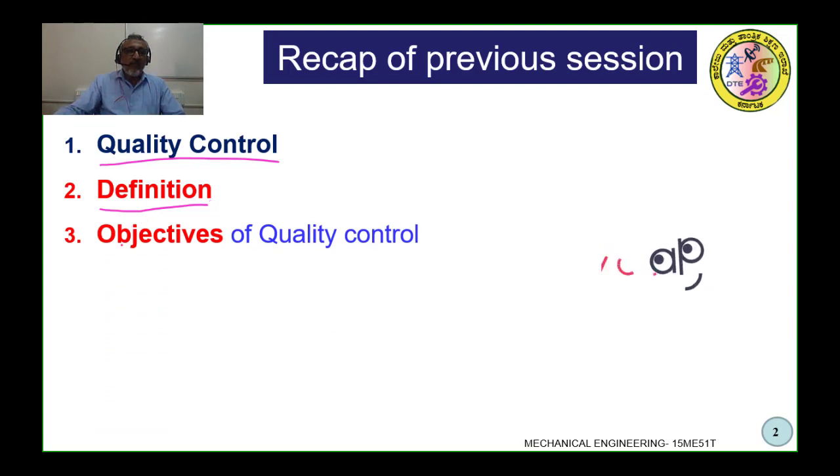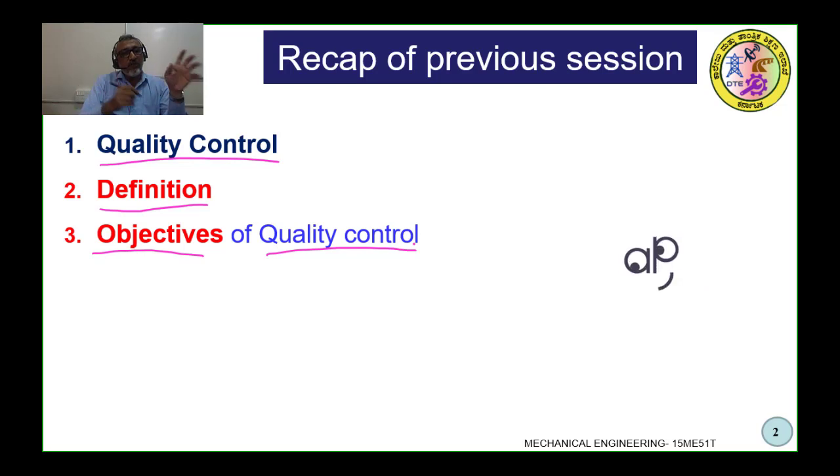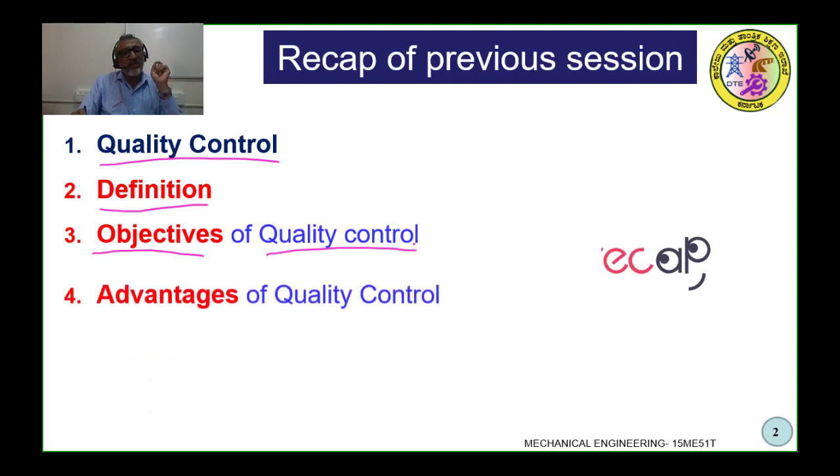Next, we discussed the various objectives of quality control. We started with setting standards and then the various objectives focused towards maintaining the quality, and we also included inspection as one of the objectives of quality control, that is to ensure that the defective products do not reach the customers.